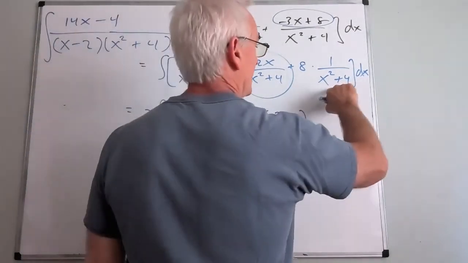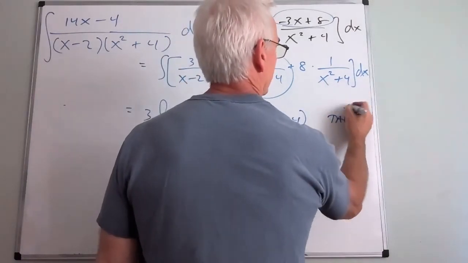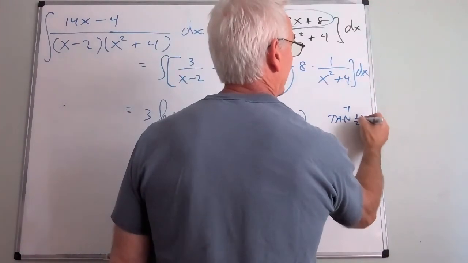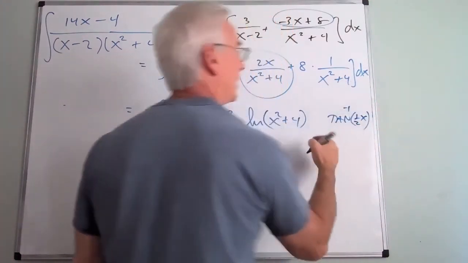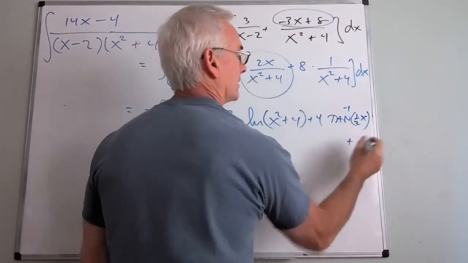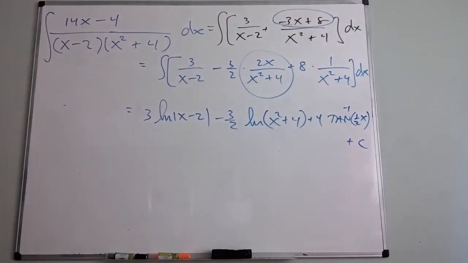And then the last one, we said inverse tan. That's 2 squared. So it's 1/2 x. Remember, it shows up there. Times 1/2 times 8. Wow, that is some serious gnarliness. This is the final answer.